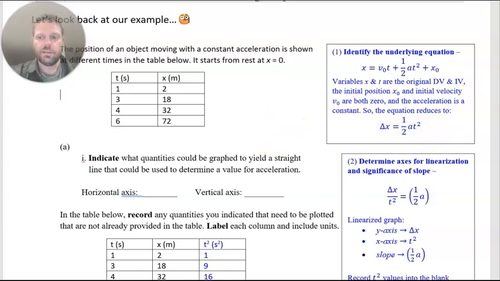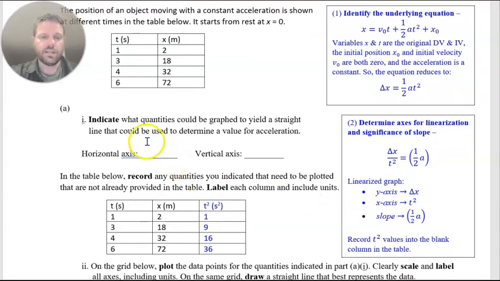Now in the problem it's saying indicate what quantities we want to graph on the horizontal and vertical axes that would produce that straight line. So this is going to jump over to our second step of determining what we need to have on our axes to produce a straight line. So what I need to do is take my underlying equation and lump all the constants on one side. So 1/2 is a constant, a is a constant, and remember x and t are the independent and dependent variables. So those aren't constants.